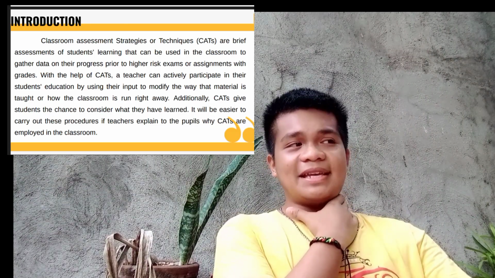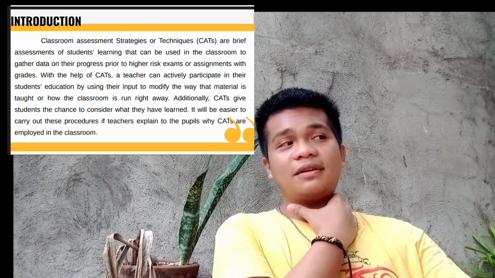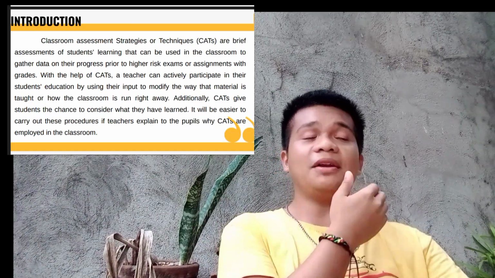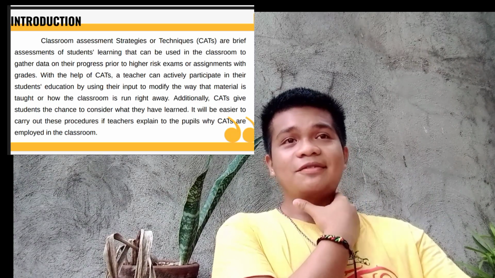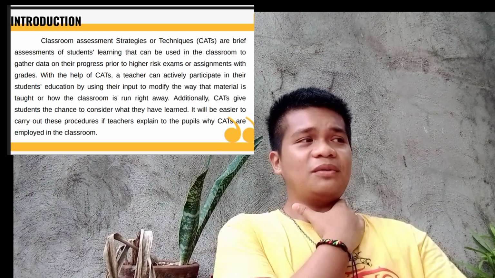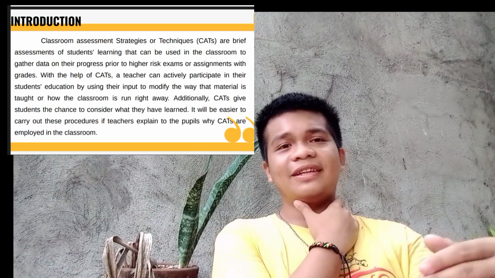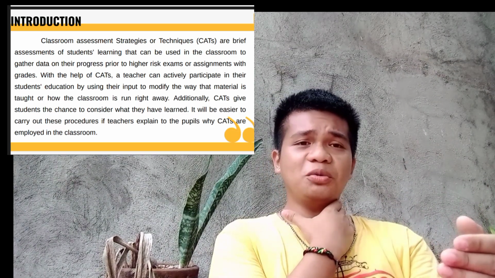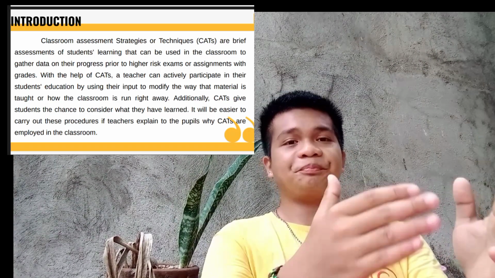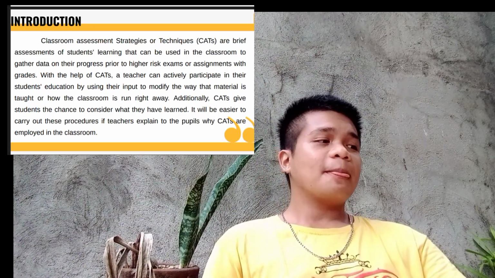With the help of CATs, a teacher can actively participate in their students' education by using their input to modify the way that material is taught or how the classroom is run right away. As I said earlier, since the teachers already identify the strengths and weaknesses, they might be able to identify what things should be developed, enhanced, modified, or altered in order to address the weaknesses of the students.